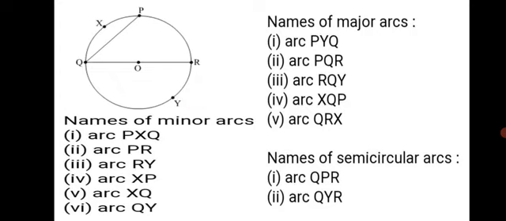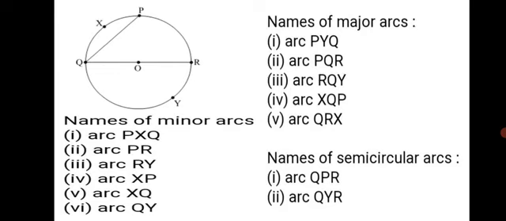Now we will take point X. Point X, Q, and right up to your P. So this is another major arc, arc XQP. So you will see that we denote a major arc with three letters. And one more we have arc Q, we start with Q, R, and we come up to here, QRX. So this way we have named the major arcs of this circle.